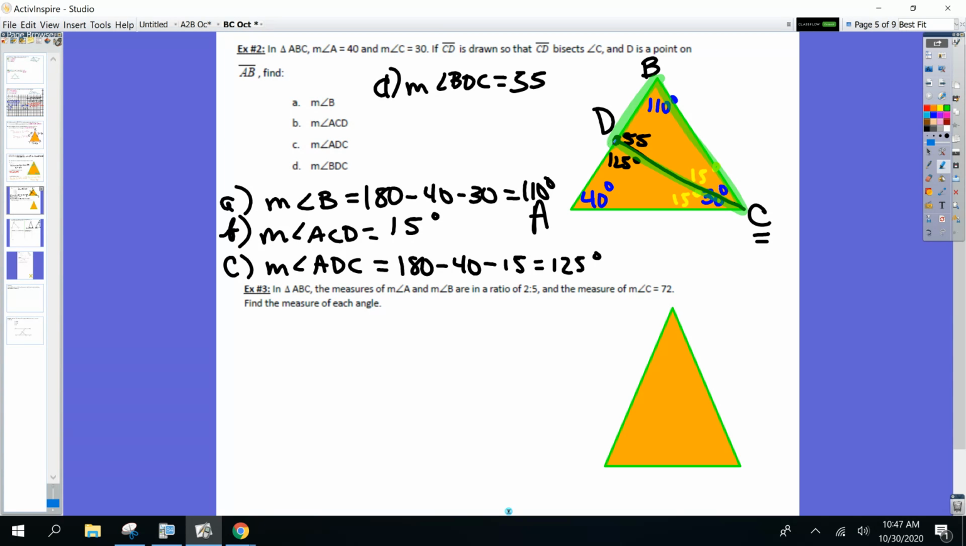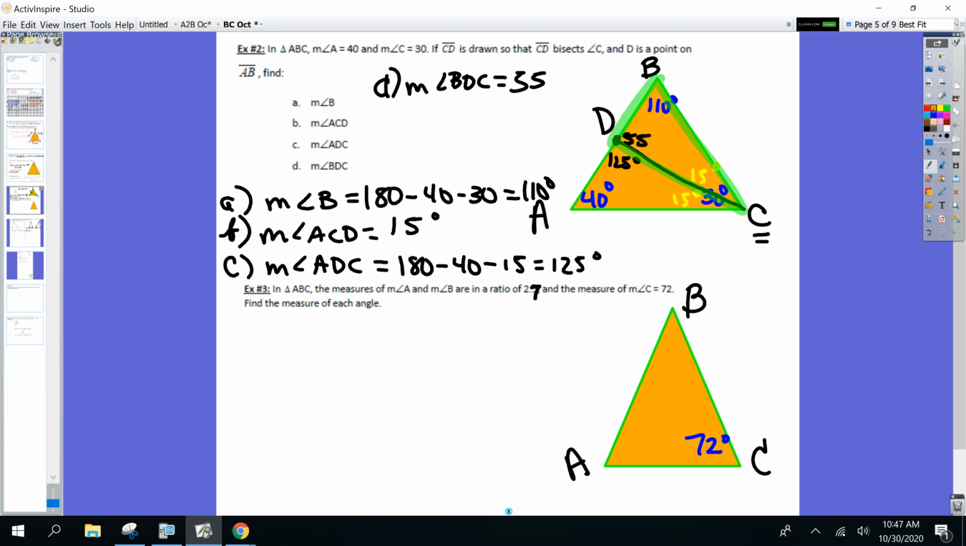All right. Let's keep trucking on to the honors level now. You guys have 2 to 7 in your packet. All right, triangle ABC again. Very creative, ABC. A and B are in a ratio of 2 to 7. And the measure of angle C is 72.